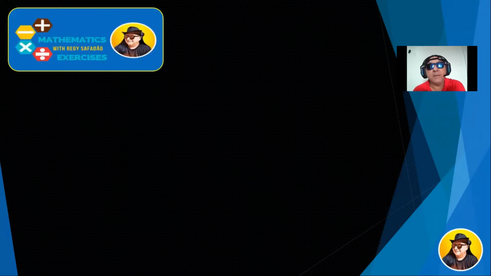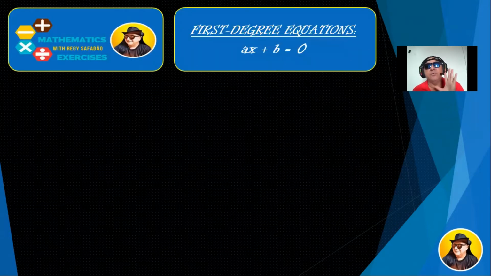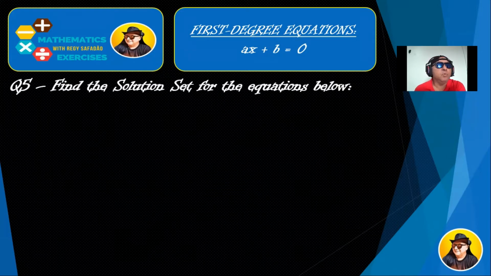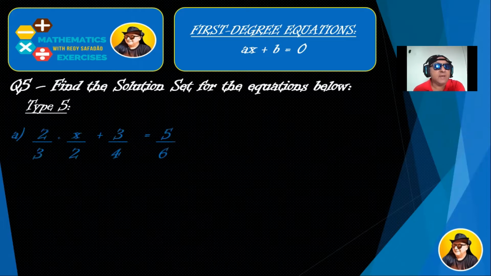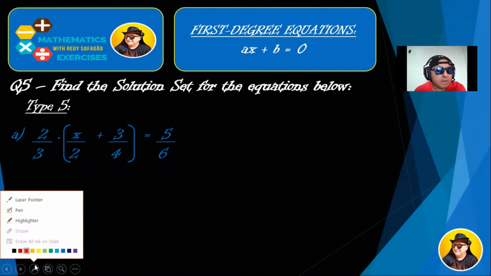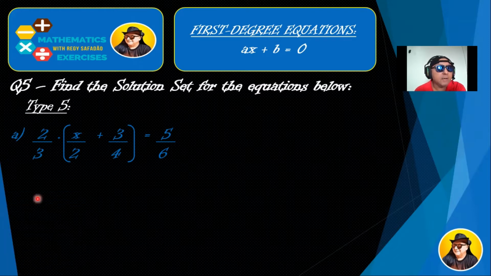Okay, so let's do some exercises. We have to do now 3 examples. So, question 5. Find the solution set for the equations below. So as I told you, type 5. Let's see. Pay attention to this question, okay? Good. Okay. Laser pointer is ready.